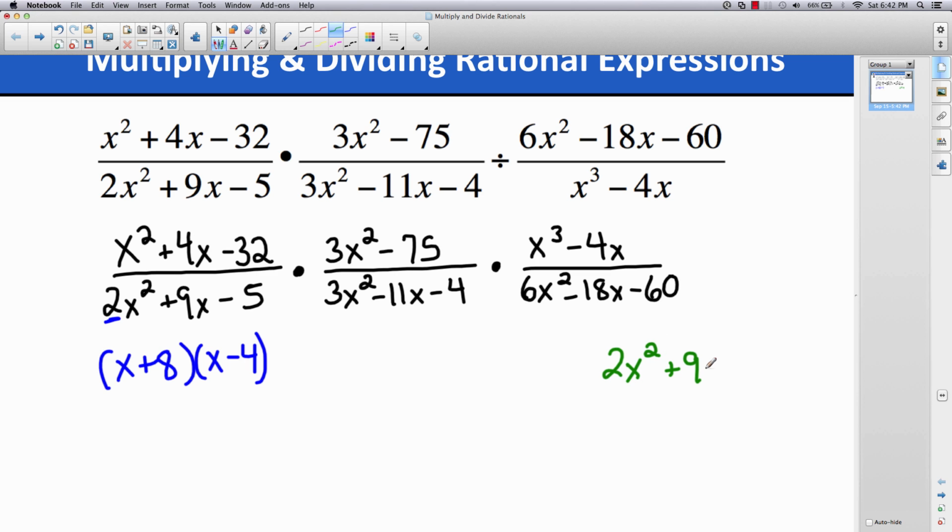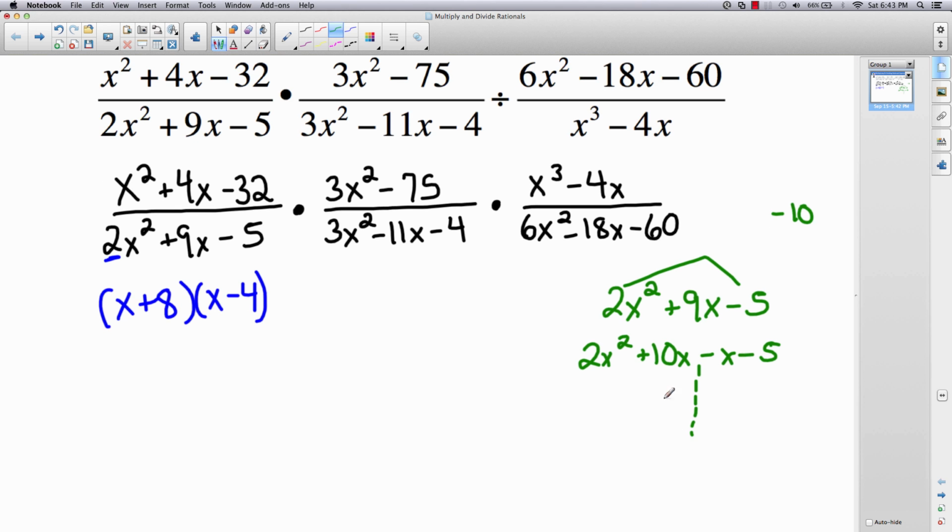So 2x squared plus 9x minus 5. So for this, we multiply the first and the last term, coefficient, and we get negative 10. Now we want to see what multiplies to negative 10 but adds to positive 9. That's going to be positive 10 and negative 1. So 2x squared plus 10x minus x minus 5. Then we can go ahead and break that into 4 terms.